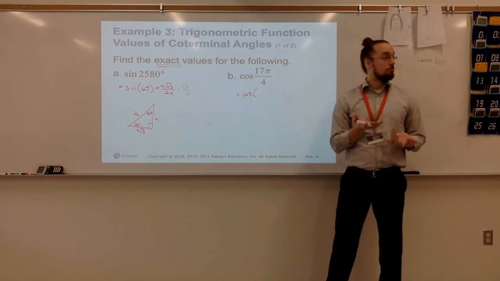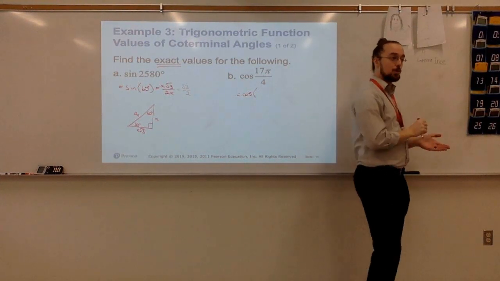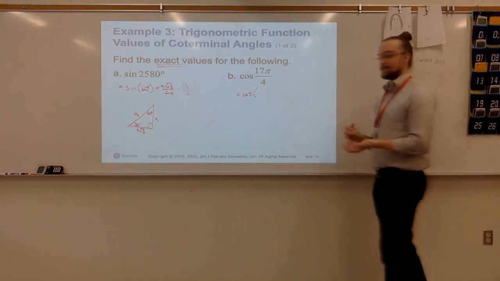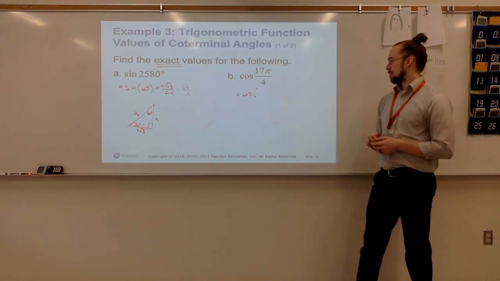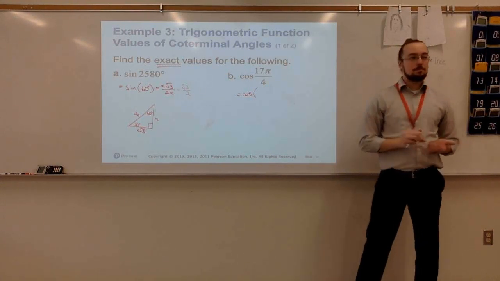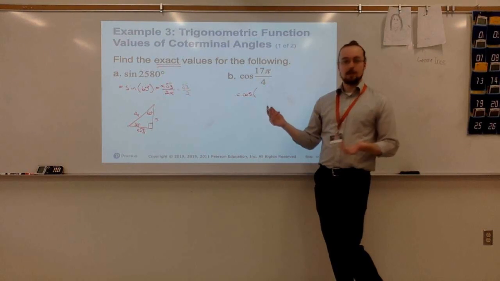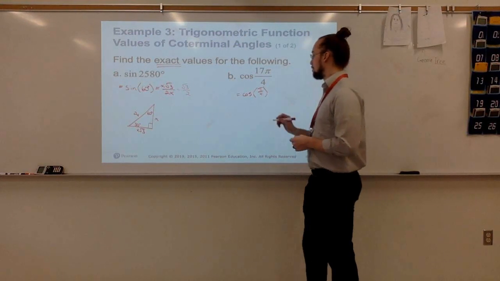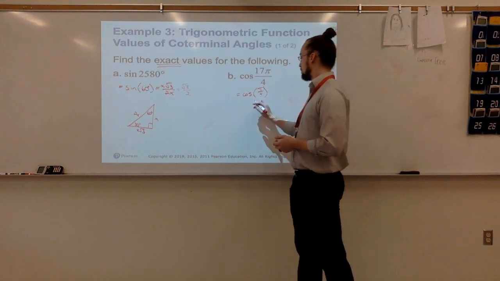I think we get 1/4. If we take 17/4 and start subtracting 2 until we get a number in between 0 and 2, I think we get 1/4 as that value, because I can subtract 2 four times from this. No, only twice. I think we should get 1/4 as the value that's left over. So 1/4 pi would be the same as pi over 4. Cosine of pi over 4.